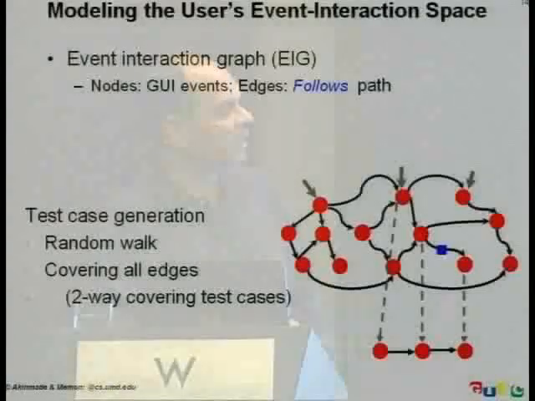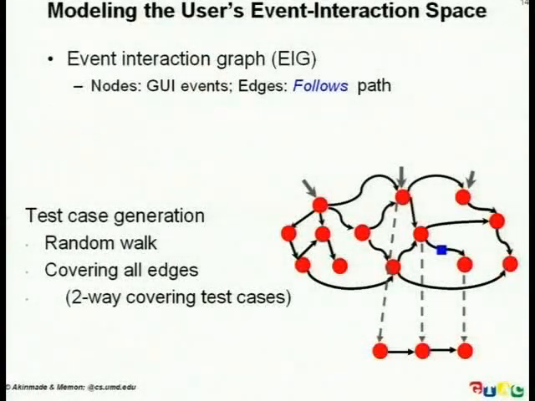Or I can do slightly better. And since I have this structure, I can generate what I call two-way covering test cases by picking each edge in this event flow graph. And for each edge, I generate a test case. All right. For example, I picked this edge, and I took these two adjacent events. And then I used the shortest path algorithm from this node to this node to get me a full test case. And then because this is an event interaction graph, some of the events are missing. So I fit those, and I get a full test case that I can give to a robot that can replay it automatically. Okay. So that's kind of how we could generate test cases from event interaction graphs.